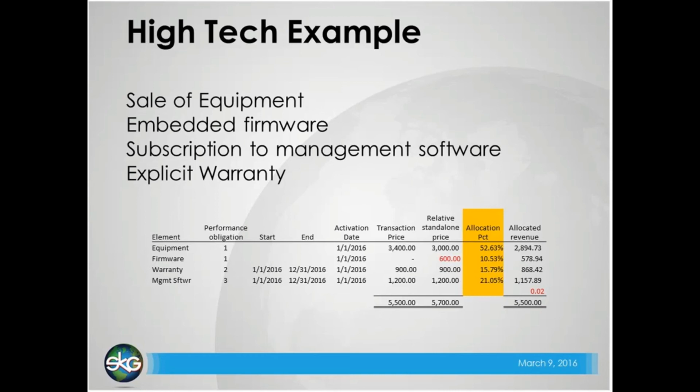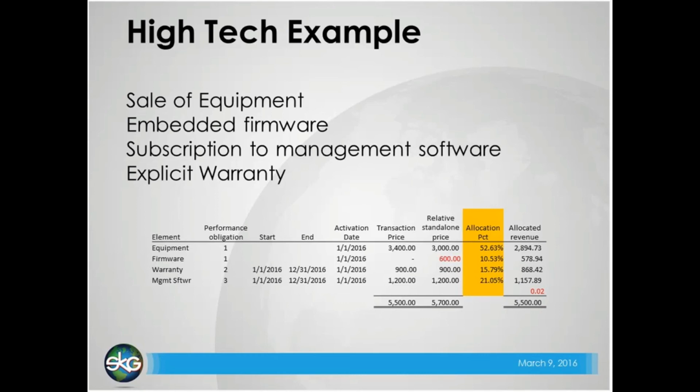The warranty and the management software will be accorded revenue accordingly. The amounts that we're going to see in the software are a little bit different than this. But the allocation percentage is created as a relationship between the relative standalone price at the line level to the relative standalone price for the entire bundle of product that we're selling in this instance. That forms up that percentage, and then that's applied against the total transaction price to come up with the allocated revenue amounts for each individual element, and in aggregation to the performance obligation.